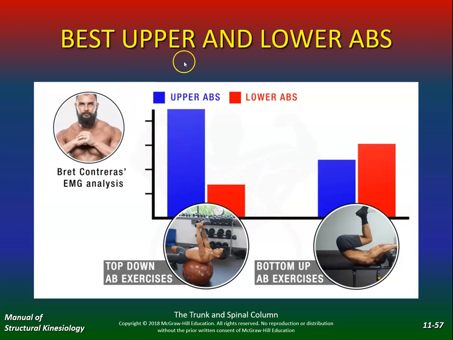Here's a nice study here for best upper and lower ab exercises. These are from top-down ab exercises, so going up this way, and then bottom-up ab exercises. These are all based on EMG studies of Brett Contreras and then Jeremy. I think I might show it to you right now. It's about 8 or 9 minutes of the best ab exercises, and then I have another video of the best back exercises. And the only reason I show you based on this one gentleman, there's several, but I like it because he uses EMG analysis.